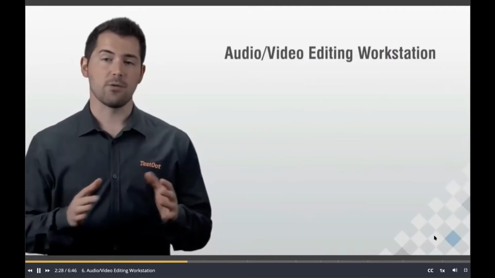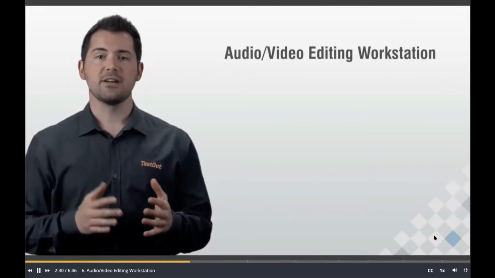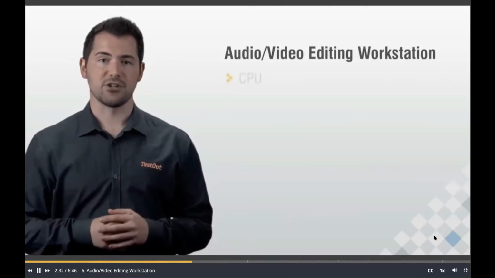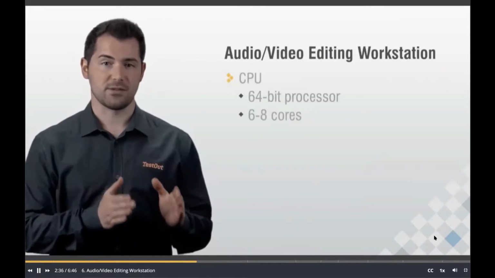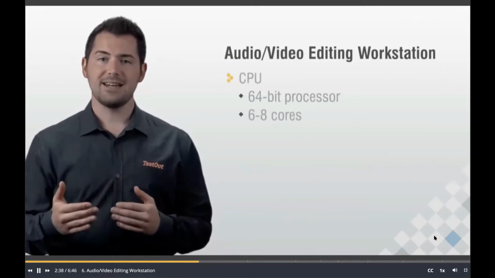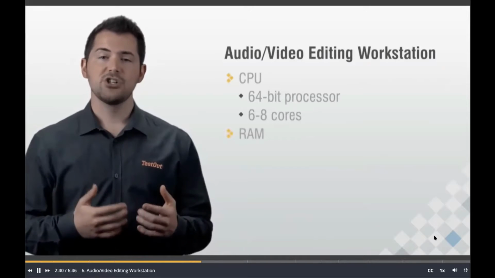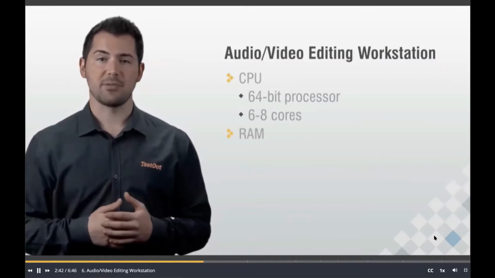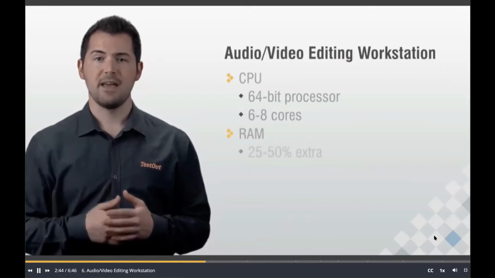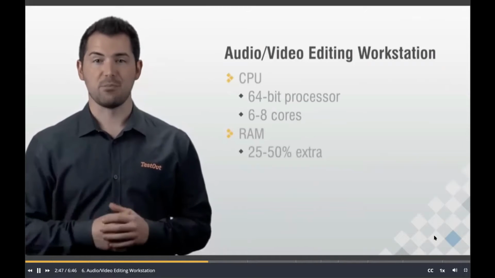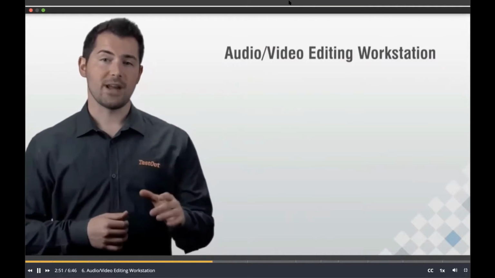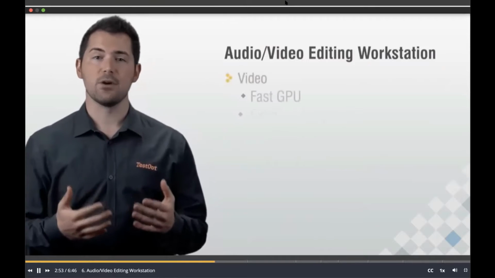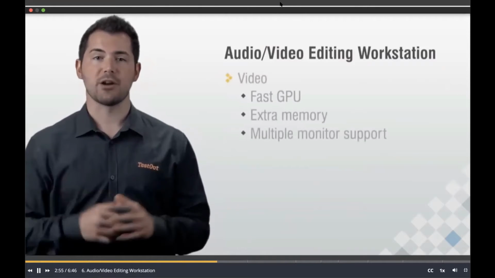If anyone at your organization creates or edits audio or video files, you'll need to implement an audio-video editing workstation. A 64-bit processor with 6 to 8 cores is best for this system. Video editing applications need a lot of RAM. Check the specific memory requirements for the applications your end users will run. Then add 25 to 50% more to ensure there is extra capacity for the future. For video editing, you'll also need a very high-end video card that can handle at least 2 monitors.